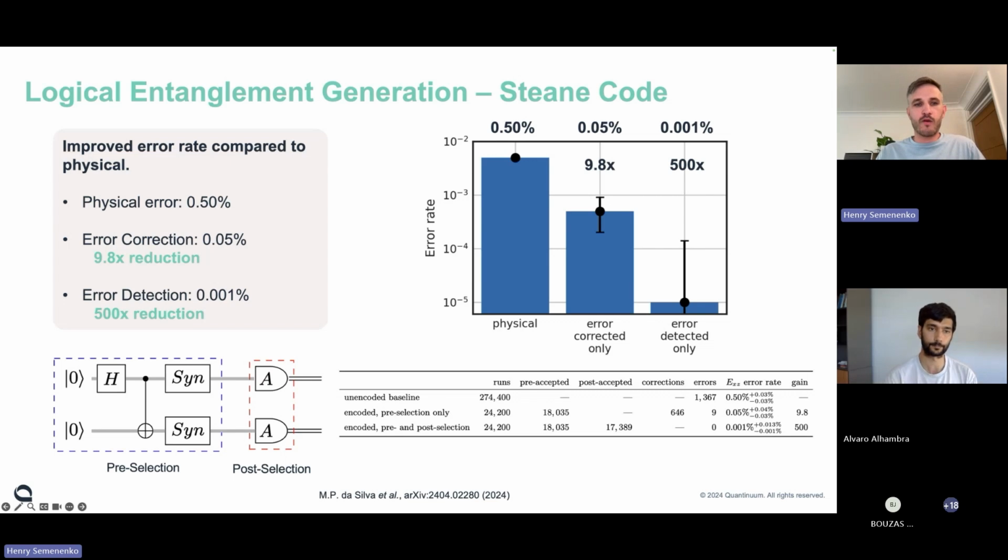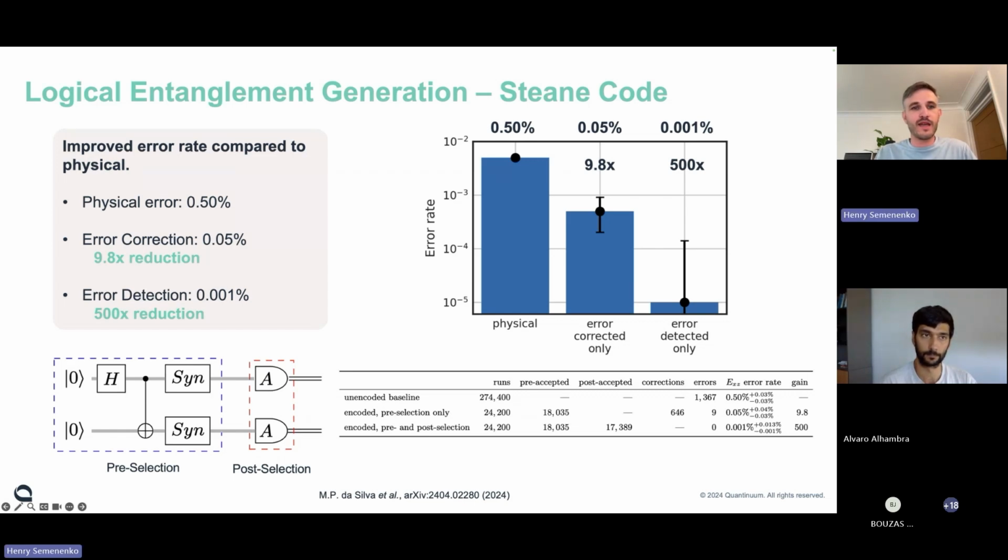When we look at error correction, this is looking at only information that has come from the blue box. What we do is look at the syndrome measurements and also the measurements performed when generating the logical zero states, and we perform this pre-selection to determine whether we would pre-select a state. In this case, we can already reduce the error almost 10 times to about 0.05% error rate, showing that this error correction is performing better than the physical case.